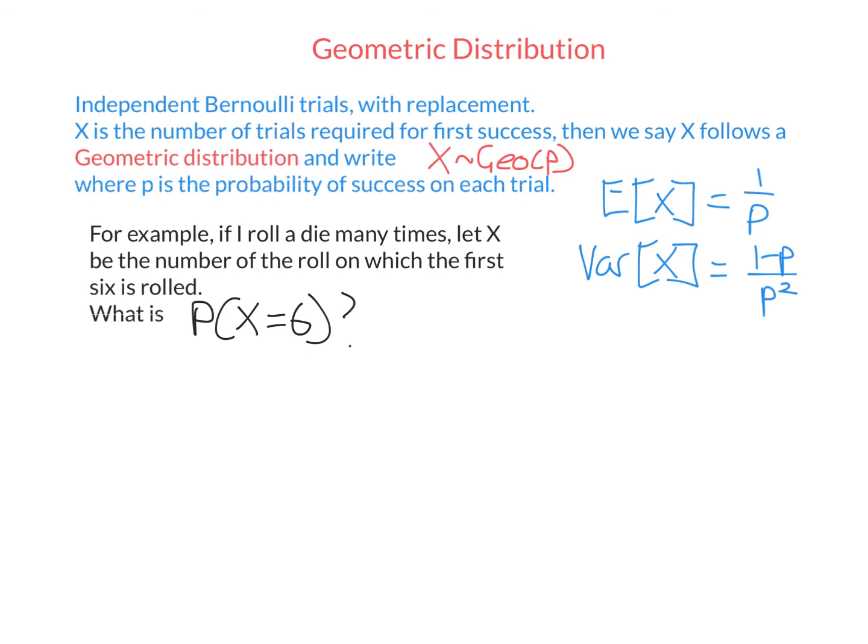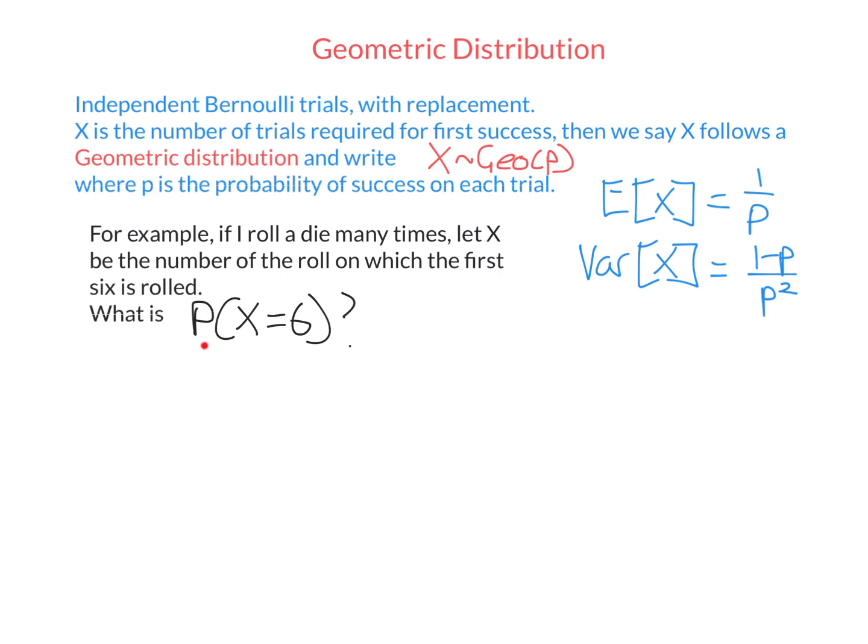So if it follows a geometric distribution, we write this, where p is the probability of success. So this is very logical. Let's try it out on this question here. So if I roll a die heaps and heaps of times, we're going to let X, our random variable, be the number of the roll on which the first 6 rolls. So if X equals 1, that means the first 6 was rolled the first time. If X equals 2, that means I first rolled a 6 on the second roll. If X equals 3, it means I first rolled a 6 on the third roll, and so on.